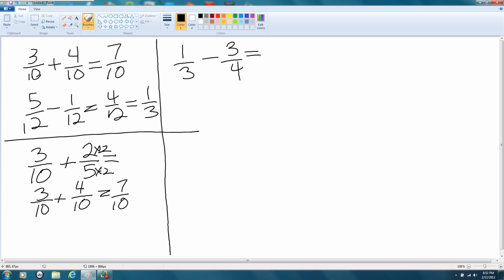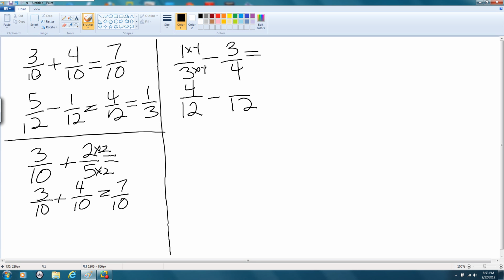There's no sense doing anything fancy as far as using prime factorization, because it's obviously 12 here. So the denominator is going to be 12 over here. Now I need to convert these thirds to twelfths. So to get from 3 to 12, I'm going to multiply it by 4. If I do that to the bottom, I also need to do it to the top. So this one's going to be 4/12.